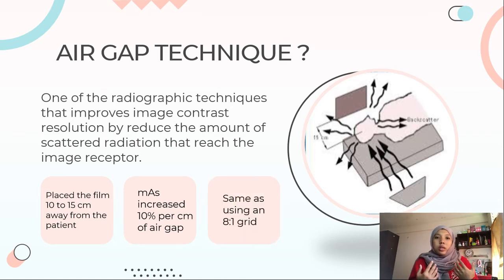How the air gap technique is applied in our imaging process is, first of all, we have to place the film 10 to 15 centimeters away from our patient, so there will be some air gap, and then the scattered radiation will diverge away from our image receptor. That's how the air gap technique works in our imaging process. Okay, thank you.